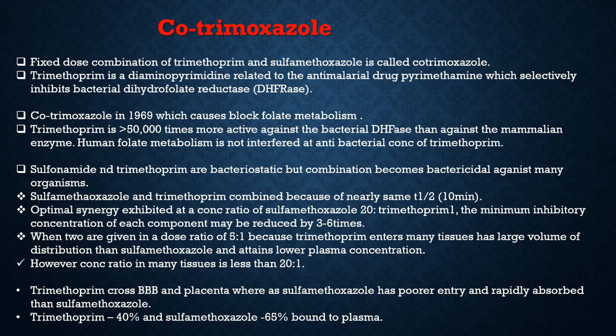5:1, because trimethoprim enters many tissues, has a larger volume of distribution than sulfamethoxazole and attains lower plasma concentration. However, the concentration ratio in many tissues is less than 20:1. Trimethoprim crosses the blood-brain barrier and placenta, where sulfamethoxazole has poorer entry, and is rapidly absorbed compared to sulfamethoxazole. Trimethoprim is about 40% and sulfamethoxazole about 65% bound to plasma protein.